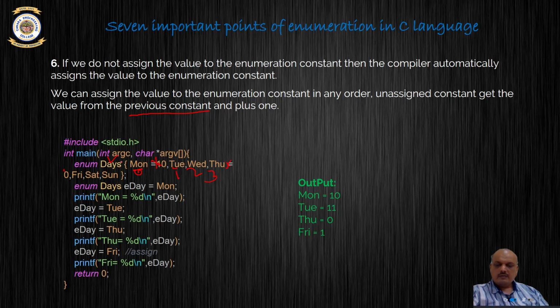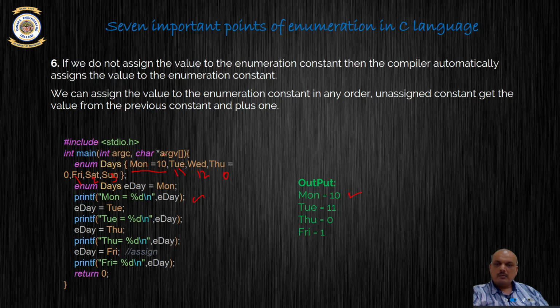Okay, fine. Now what is being done here is, I have forced the enumerator constant Monday to have a value of 10. So Tuesday becomes 11, Wednesday becomes 12, Thursday should have been 13 but I have forced it to be 0. So Thursday becomes 0, Friday becomes 1, Saturday becomes 2 and Sunday becomes 3. Once you print it out, Monday was 10, so you get 10 as the output.